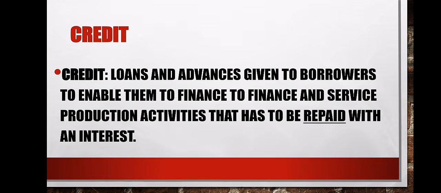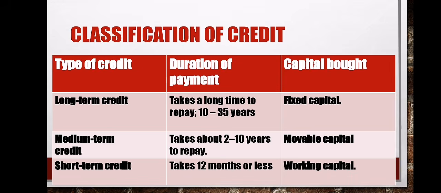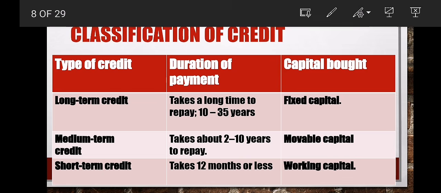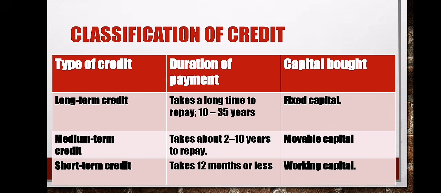So what they can do in the exam, they can give you a list of capital or pictures of capital. Then they will ask you which credit we can use to buy this capital. So the first thing, start by classifying the capital, identifying the type of capital. Once you know that, oh, that is a fixed capital, it means we can use a long term. Once you see, oh, that is a movable capital, it means it's medium term credit. That's how you will get such questions, but we will look at them as we move along with our presentation.